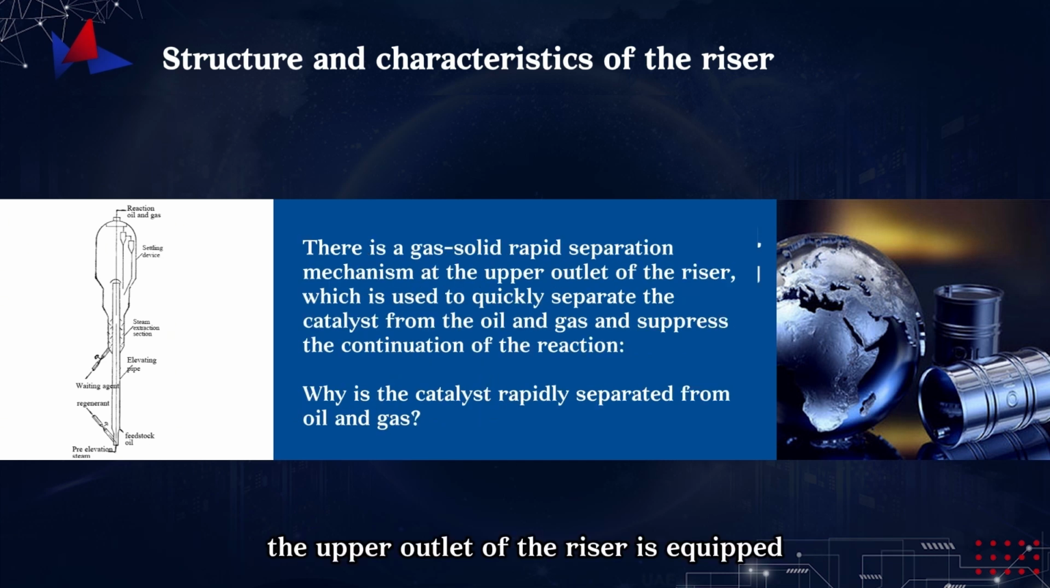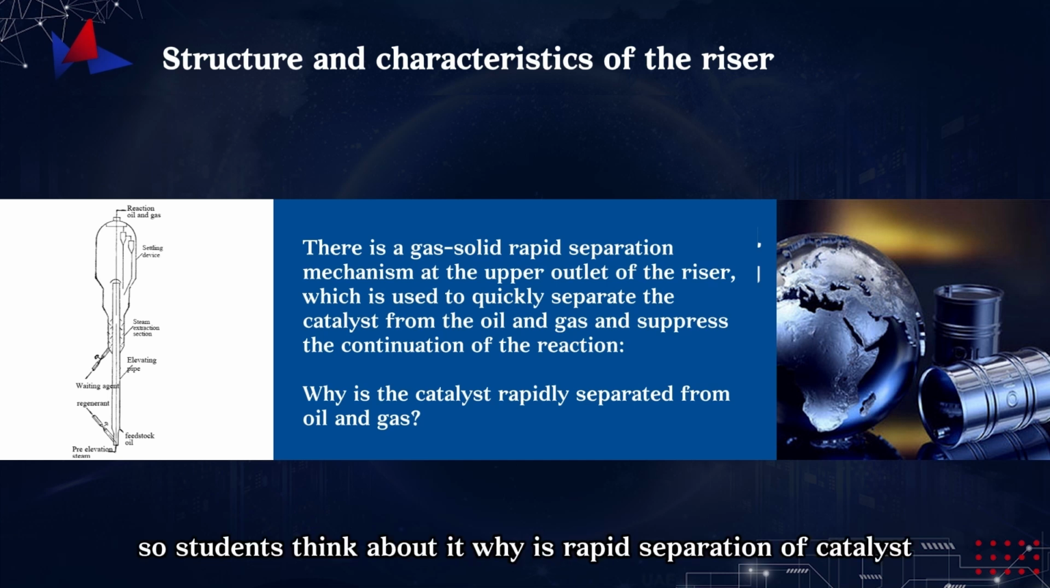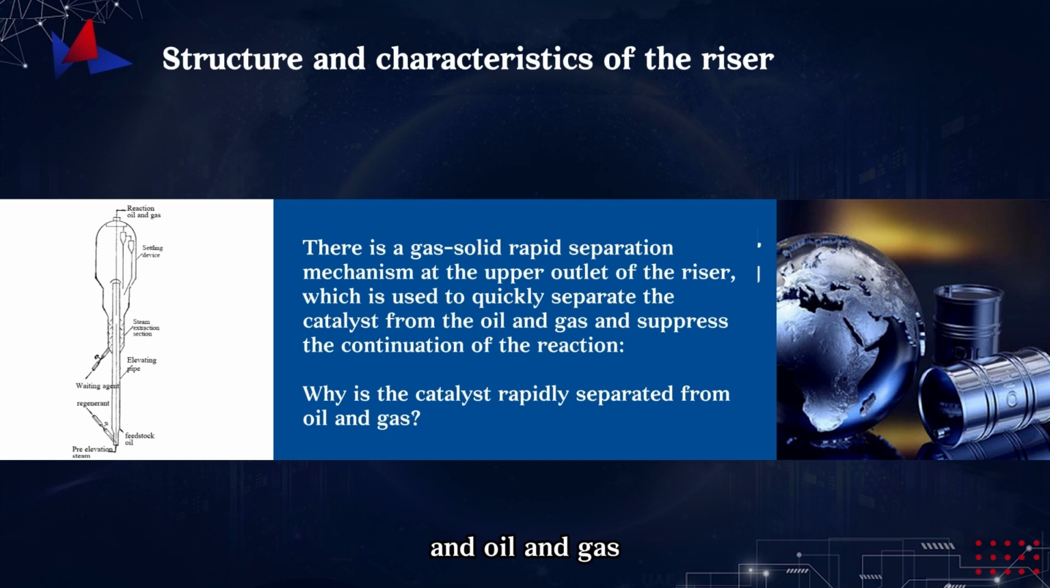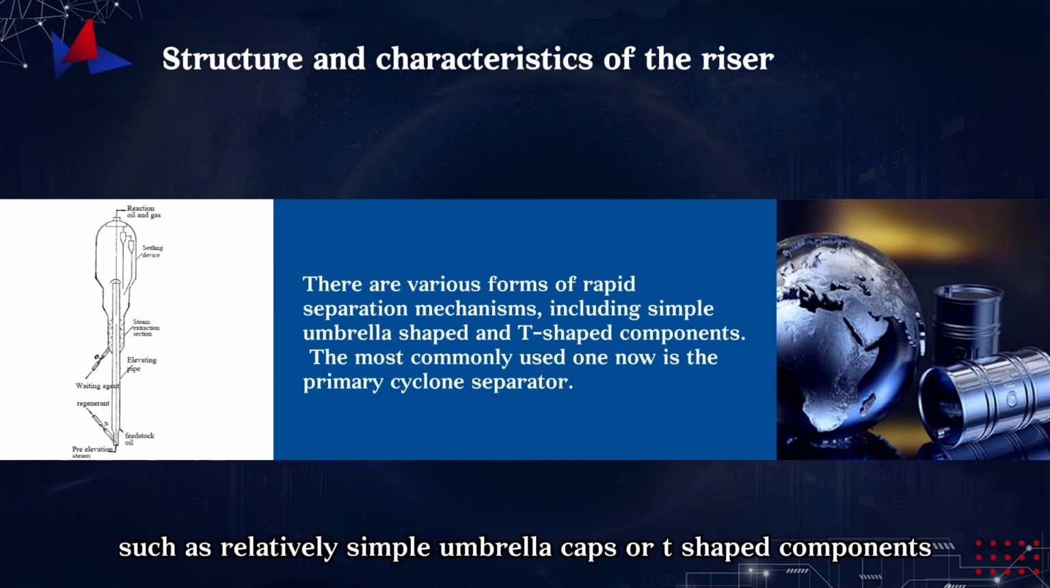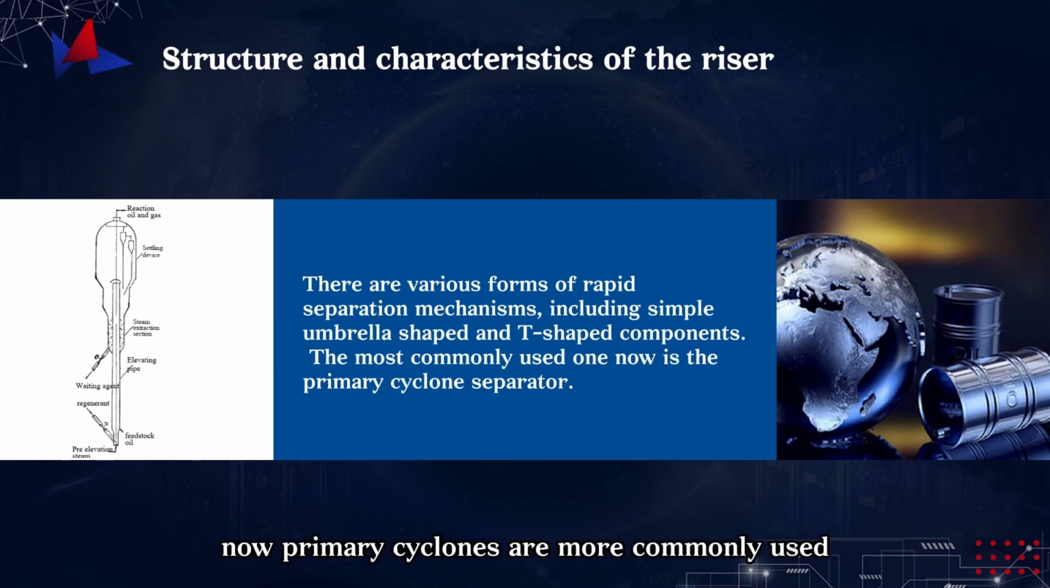The upper outlet of the riser is equipped with a gas-solid rapid separation device used to quickly separate the catalyst from the oil and gas to suppress further reaction. So, students, think about it. Why is rapid separation of catalyst and oil vapor and gas needed? It is to suppress thermal cracking reactions. There are various forms of rapid separation devices, such as relatively simple umbrella caps or T-shaped components. Now, primary cyclones are more commonly used.